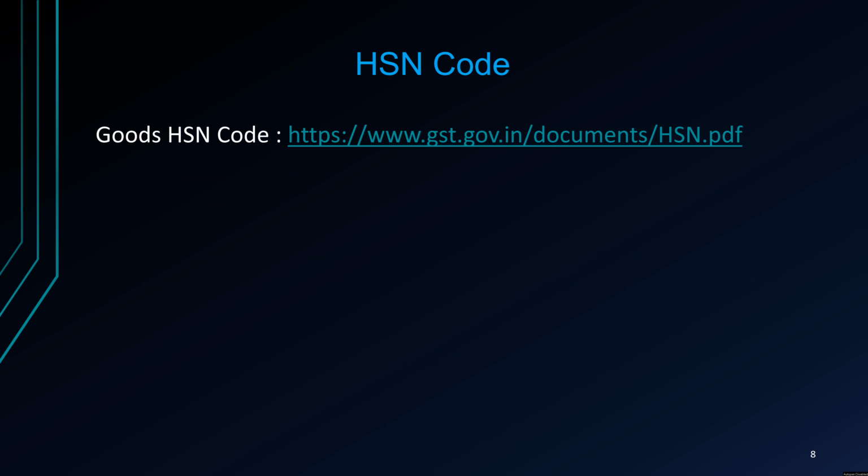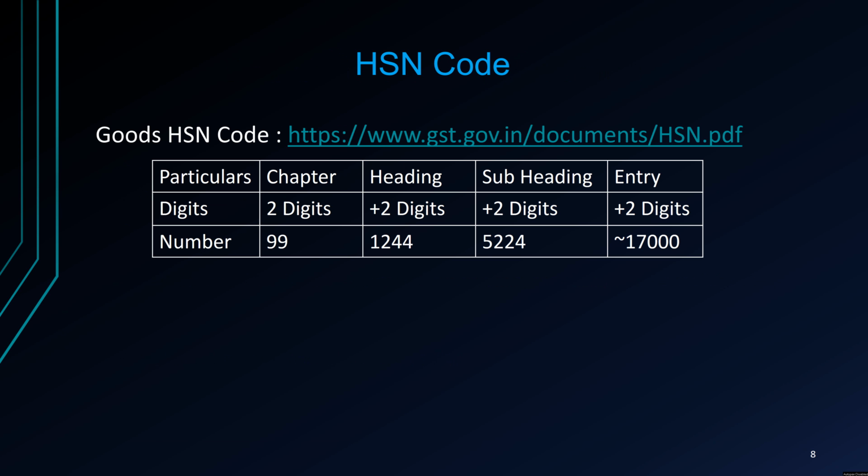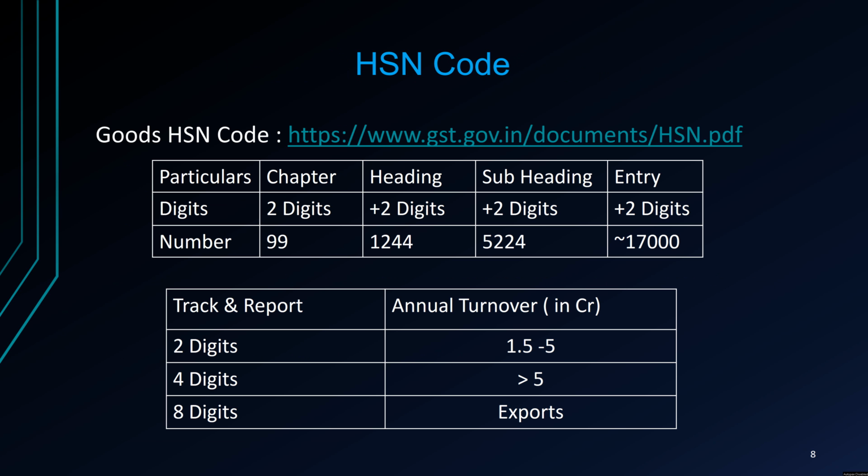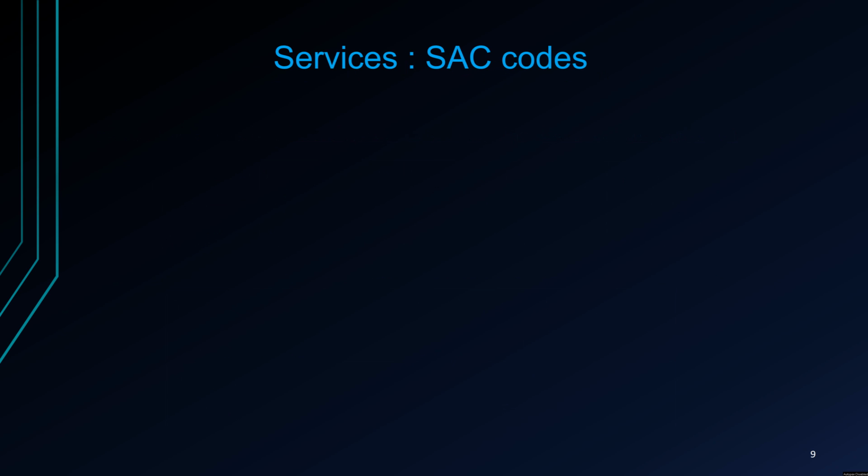Now HSN code. This is something you have heard in the GST, that every transaction should carry the HSN, which is an 8-digit HSN code. So the first 2 digits represent the chapter heading, the next 2 digits the heading, and then the subheading and the entry. These are the 8 digits split. Now anyone whose turnover is less than 1.5 crores, there is no requirement to report. Turnover between 1.5 to 5 crores, 2 digits of the HSN have to be reported. If the turnover is more than 5 crores, 4 digits of the HSN have to be reported. And if it is exports, the 8 digits of the HSN code have to be reported.